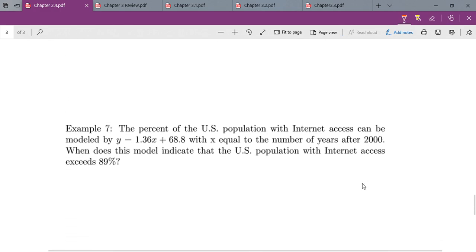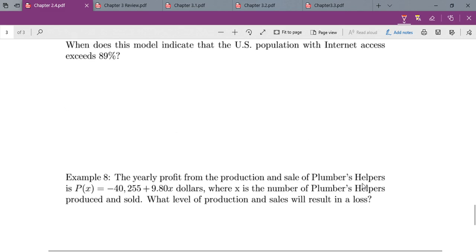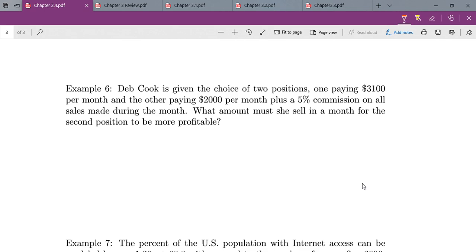I believe we've got three more examples left on page 3. So, word problems. Everybody loves word problems, right? Example 6 says Deb Cook is given the choice of two positions, one paying $3,100 per month and the other paying $2,000 per month plus a 5% commission on all sales made during the month. What amount must she sell in a month for her second position to be more profitable? So the second position must be more profitable than the first.